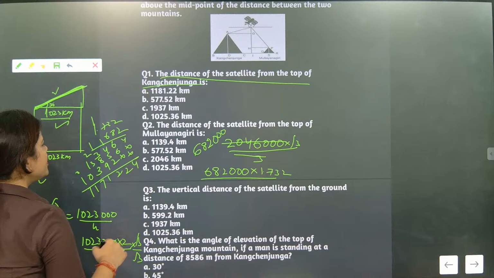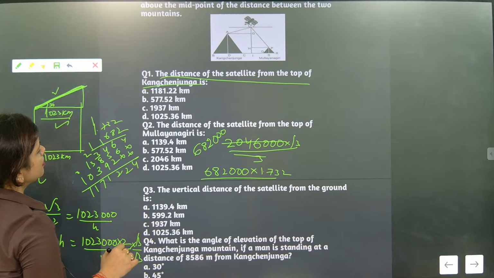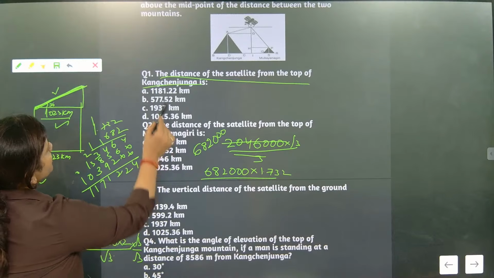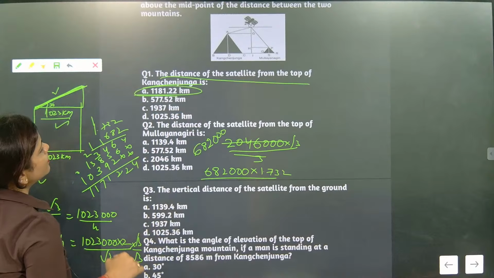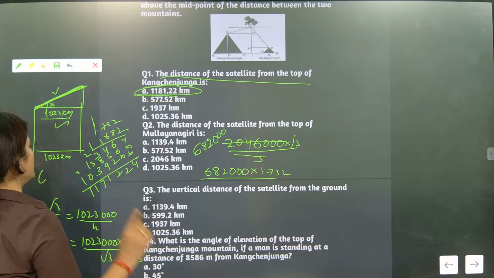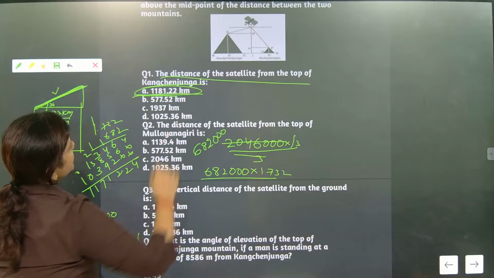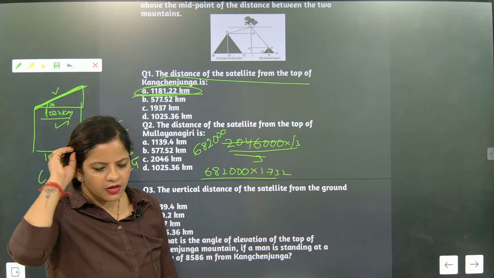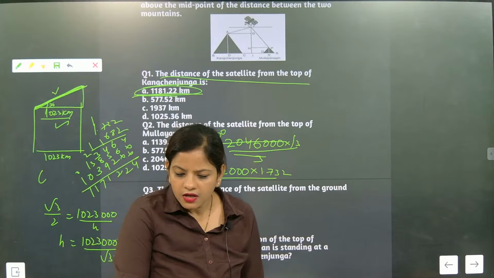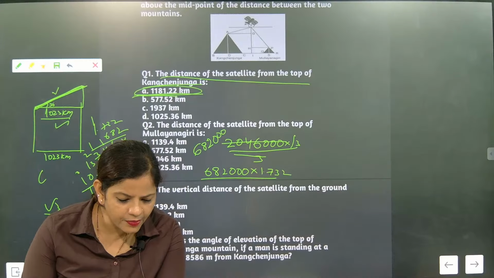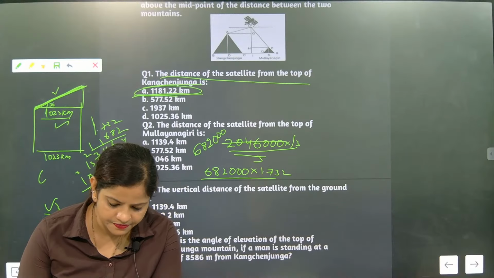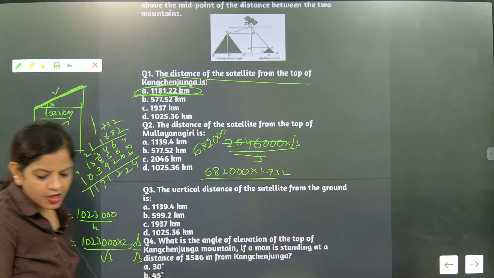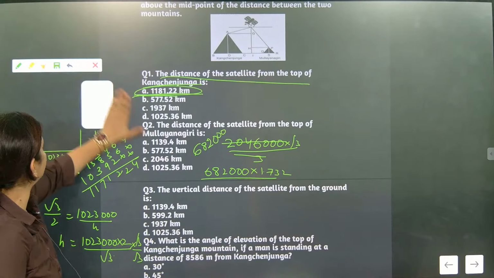So approximated it is coming as 1 1... Yes, 117. That means approximated this one. 1181.22 kilometers. So approximated this value. A is the answer. Approximated that value absolutely. Let's see. Approximated, what is the answer? The approximated answer is taken as A. I hope you might have understood.